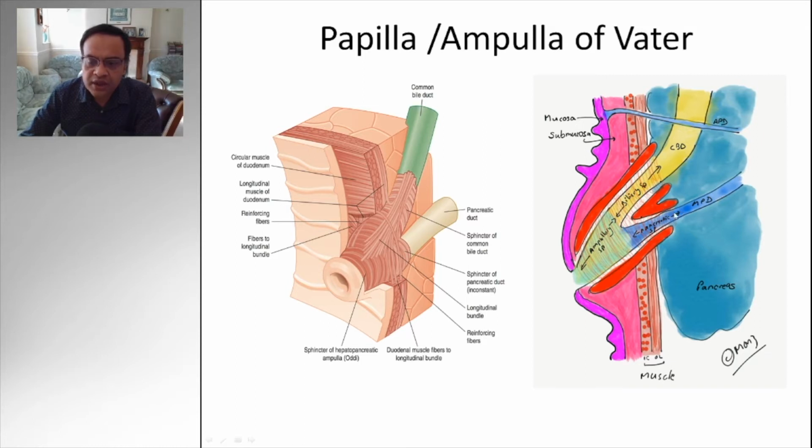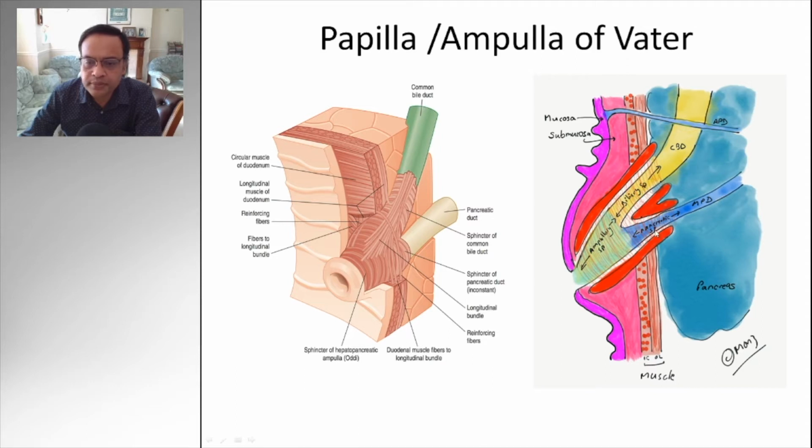This structure is guarded by a sphincter known as the sphincter of Oddi, which is composed mainly of circular muscle fibers, but in addition there are longitudinal fibers and reinforcing fibers which come from the duodenal wall. Part of the sphincter of Oddi encircles the common ampullary channel. Part of the sphincter encircles the lower part of the common bile duct, and part of the sphincter encircles the lower main pancreatic duct.